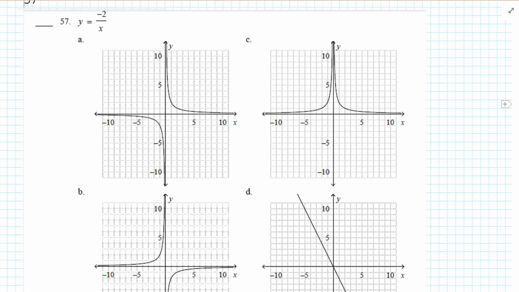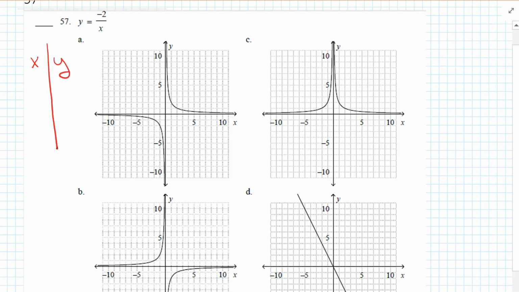All right, Algebra 2, number 57 on the review. Plot the graph. All right, we're going to take a shortcut here, since it's not asking for anything but for us to figure out which graph this is. Here's what I'm going to do.